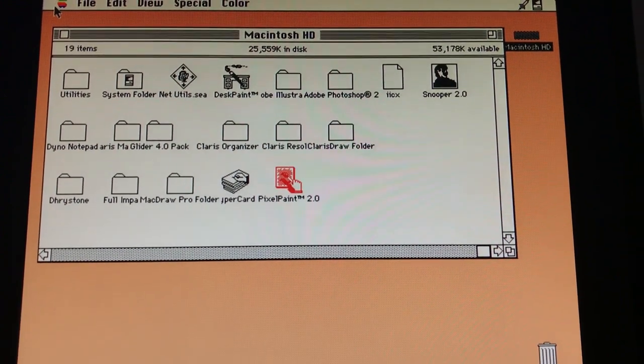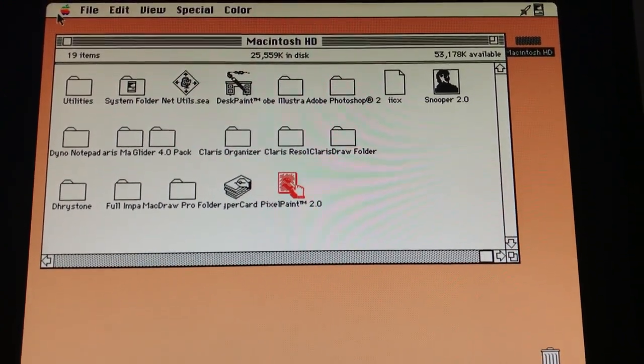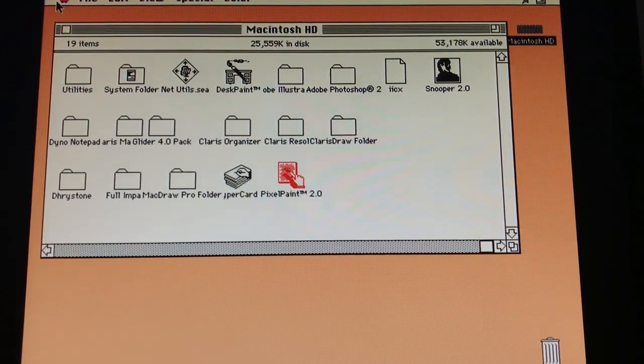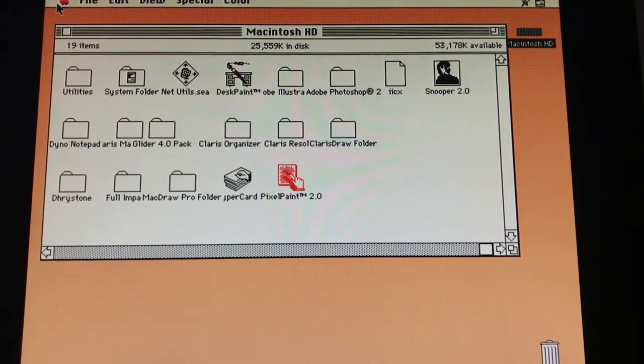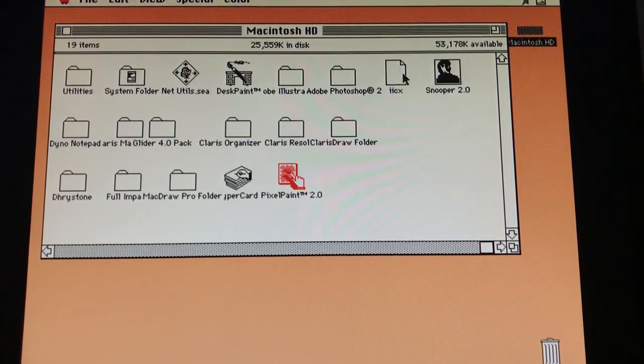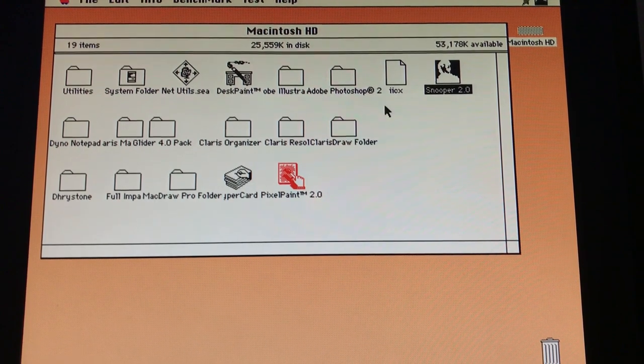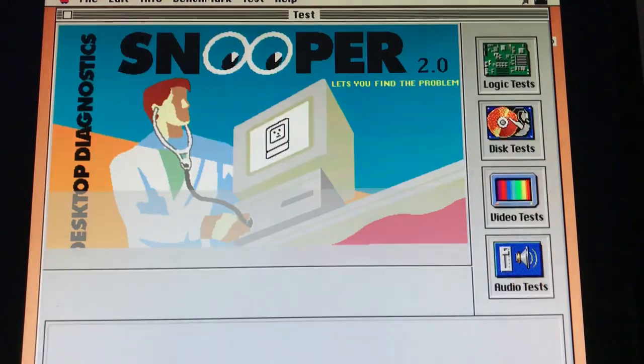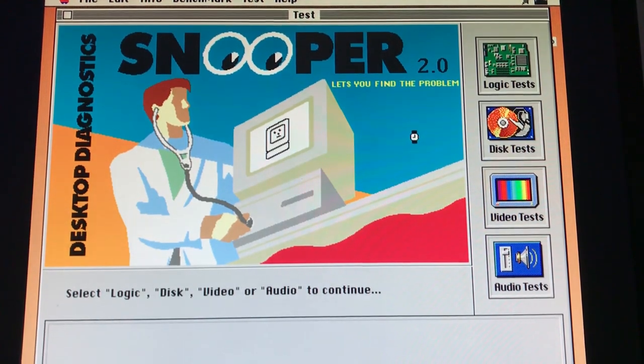And we're back in business. Trying to get the camera adjusted again. There we go. The one last thing I wanted to try in Snooper, that is if it doesn't crash, is the disk test. I want to see the performance of the disk.